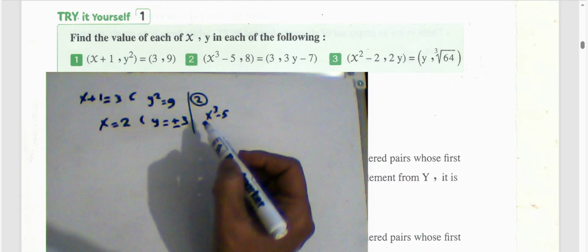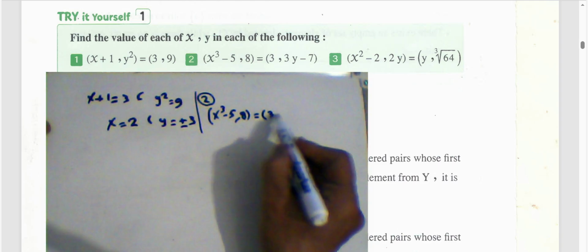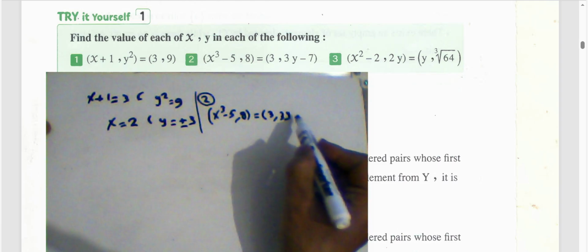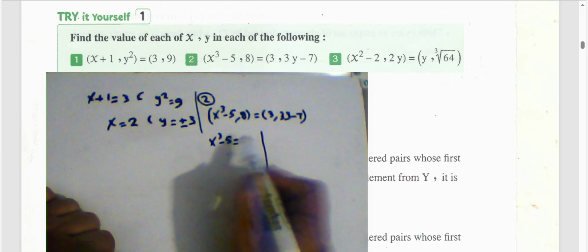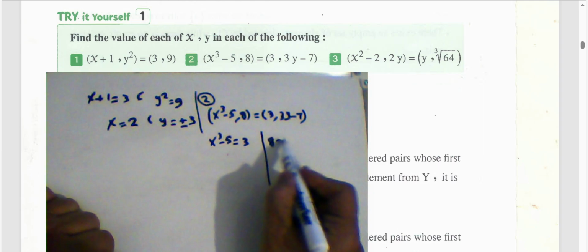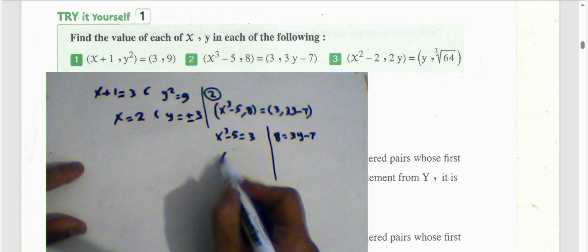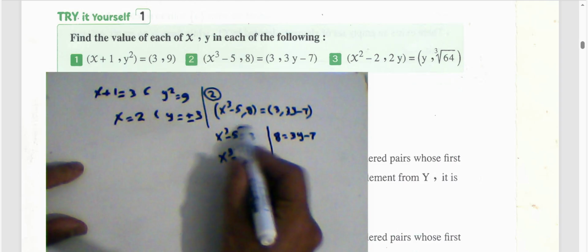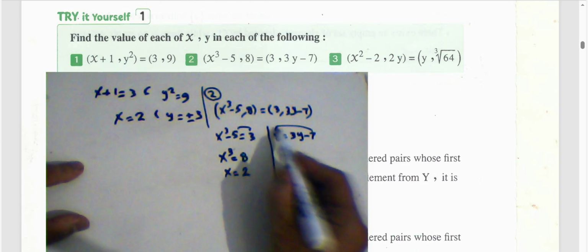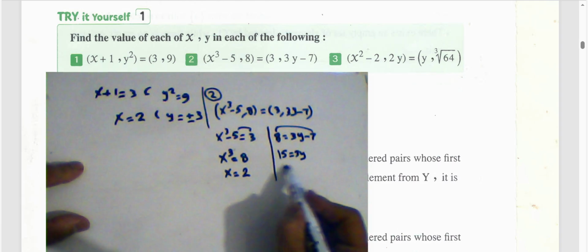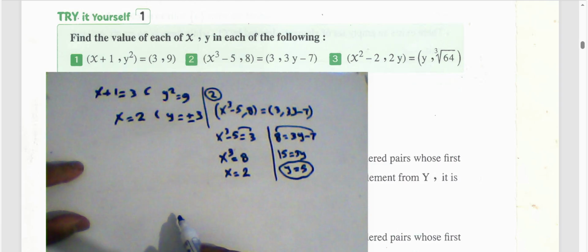Question number 2: (x³ − 5, 8) equal to (3, 3y − 7). We can write first x³ minus 5 equal 3, and 8 equal 3y minus 7. Then x³ equal to 5 plus 3 equal 8. The value of x will be the cubic root of 8, equal 2. Here 7 plus 8 is 15, 15 equal 3y, and the value of y will be 5, 15 divided by 3 equal 5. This is question number 2.